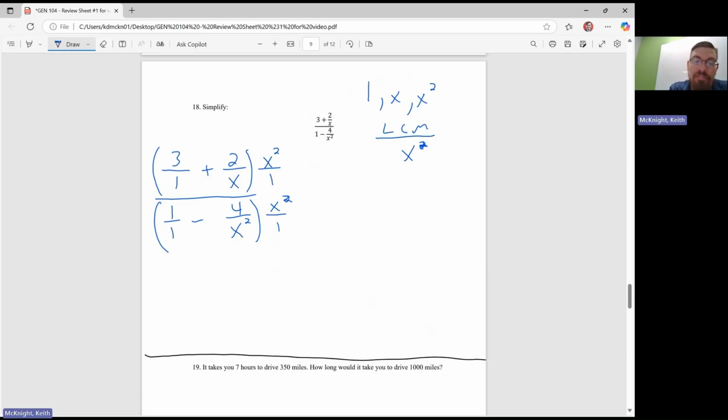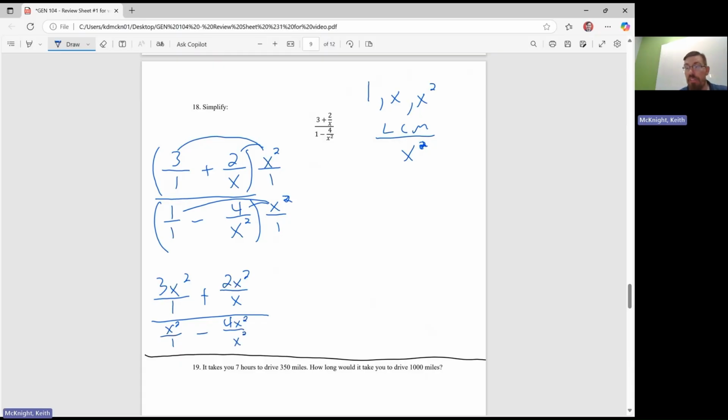If we distribute that in, for the first one we're going to get 3x squared over 1, plus, for the next one, 2x squared over x. For the next one, we're going to get x squared over 1, minus 4x squared over x squared. So we distribute it all in. You might be asking yourself, well, we didn't get rid of any of the fractions. We kind of did. We just haven't simplified them yet. So we're going to simplify one by one.